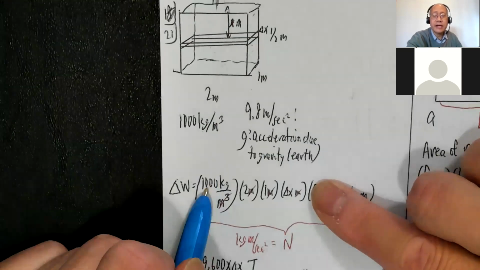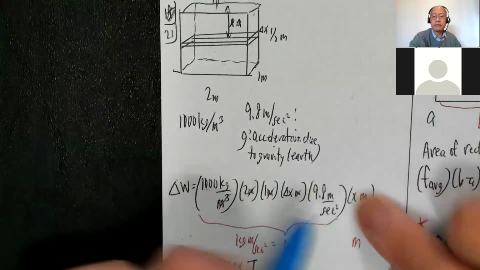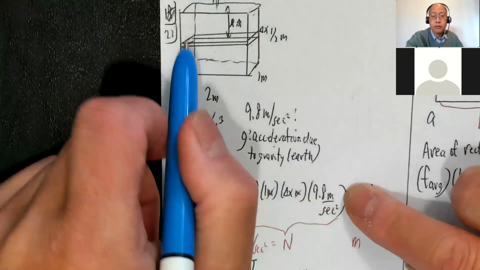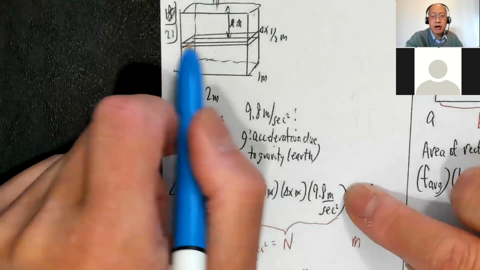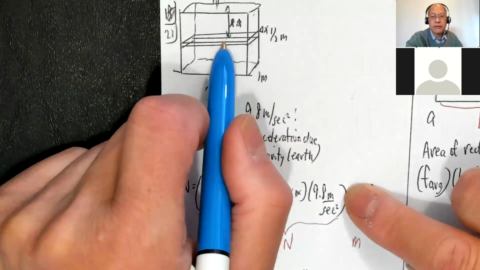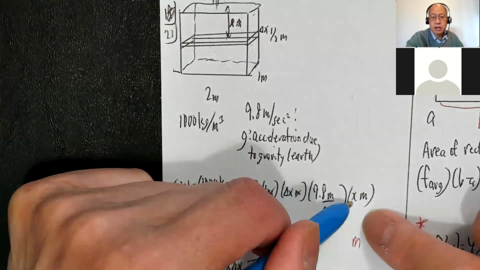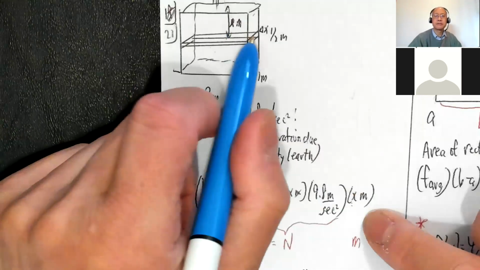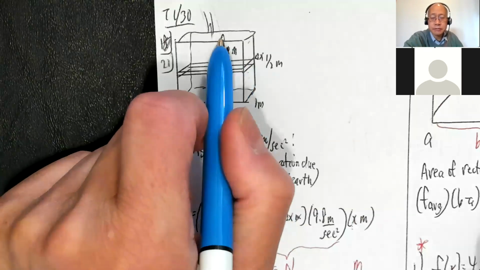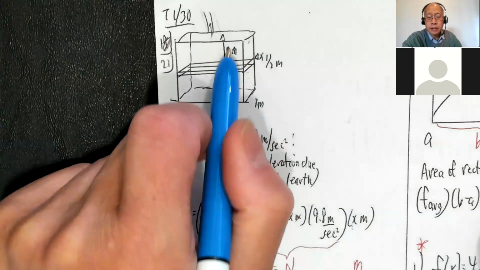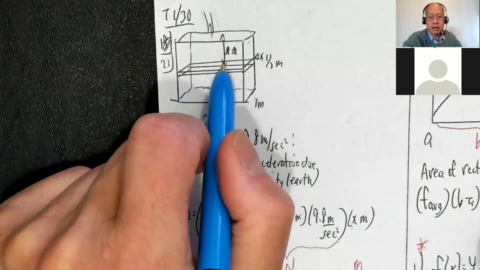Transform that into a weight, 9.8 meters per second squared. So now that's a force. Work is force times distance. How far are these water molecules traveling? X meters. So I have a force times a distance. At the top, it's almost nothing. At the bottom, it's half a meter. In general, wherever I am, it's X meters.